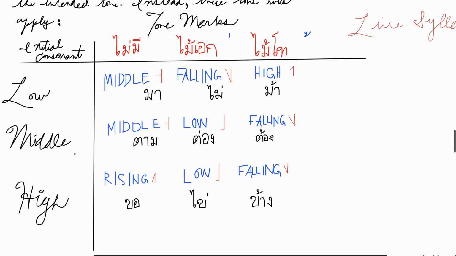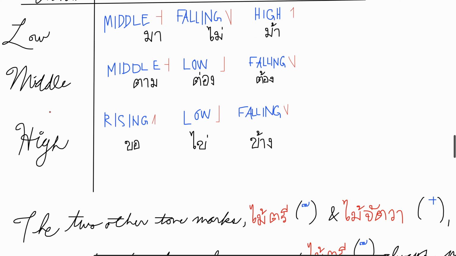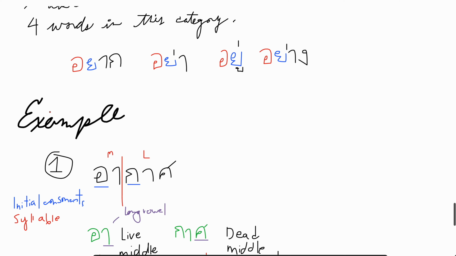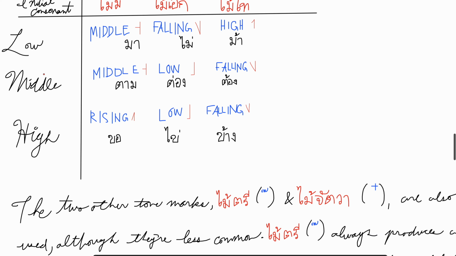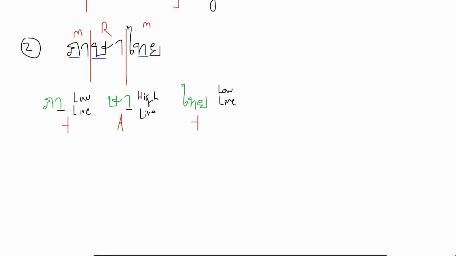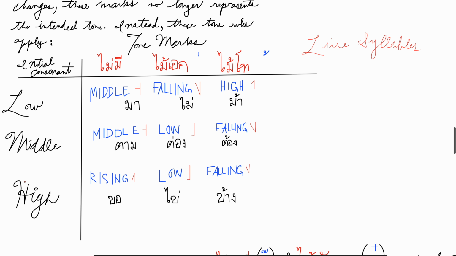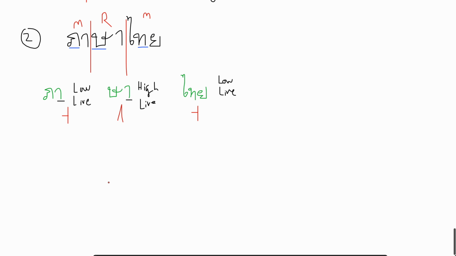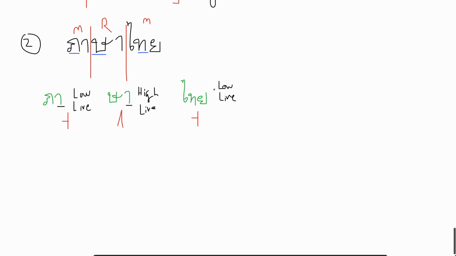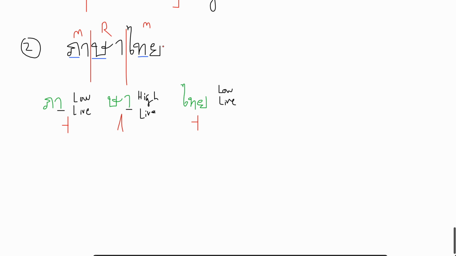Pa. And if you want to see it for yourself, it's live. It's high, it's low. Yeah, it's middle. Sa is a high and it's live. High class. There's no tone mark, so it's rising. And then tai is a low class and it's live, so it's middle as well. So pa sa tai.